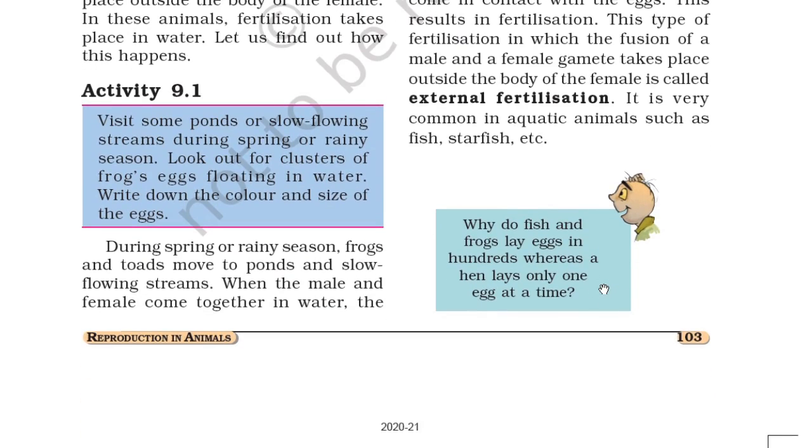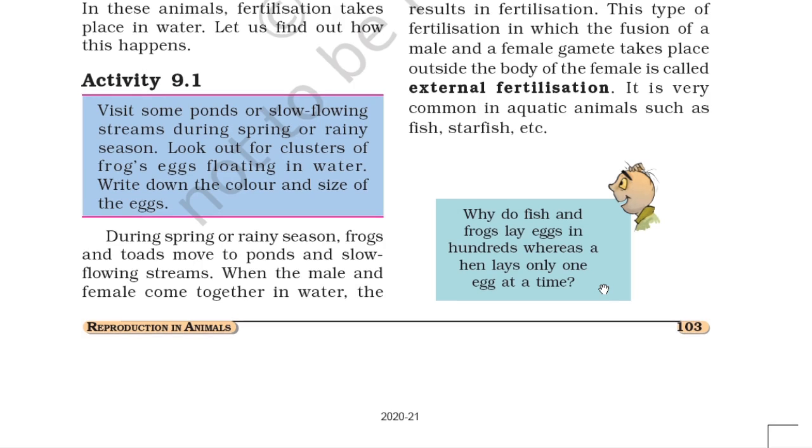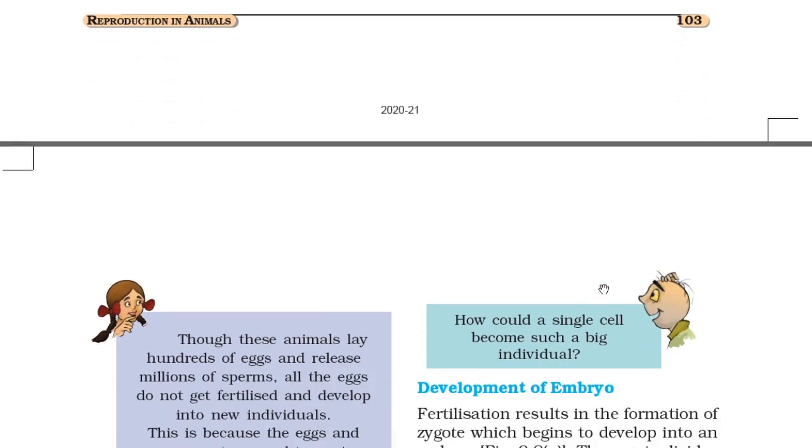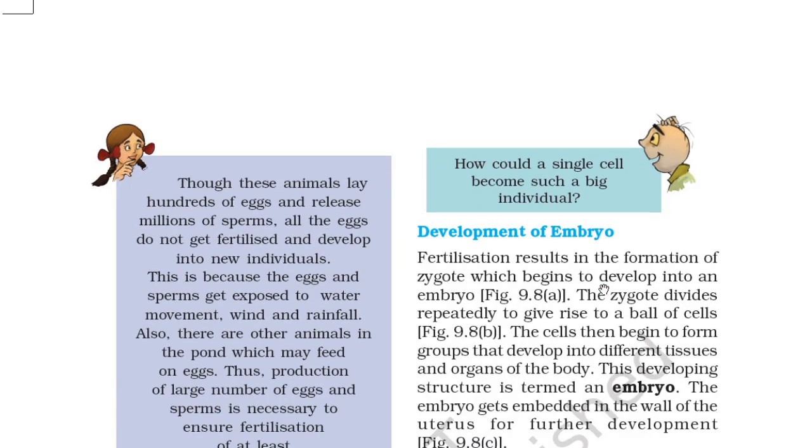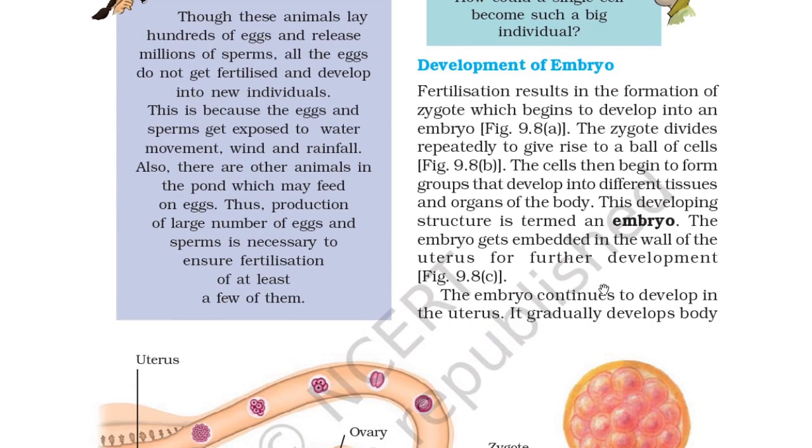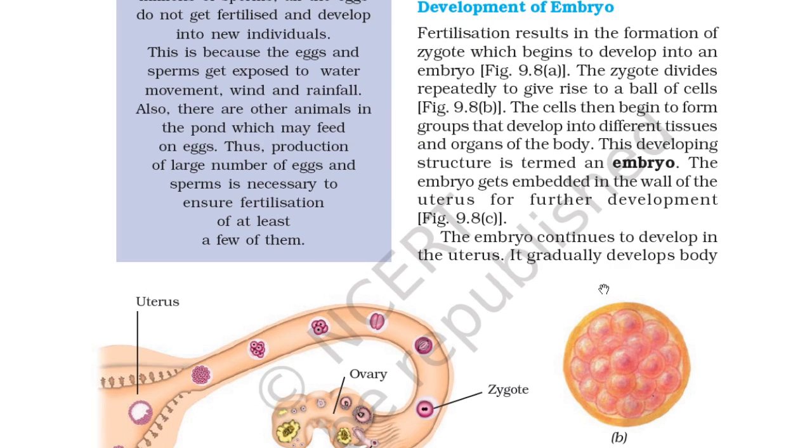So Bojo says, why do fish and frogs lay eggs in hundreds, whereas a hen lays only one egg at a time? So Paheli says, though these animals lay hundreds of eggs and release millions of sperms, all the eggs do not get fertilized and develop into new individuals. This is because the eggs and sperms get exposed to water movement, wind and rainfall. Also, there are other animals in the pond which may feed on eggs. Thus, production of a large number of eggs and sperms is necessary to ensure fertilization of at least a few of them.